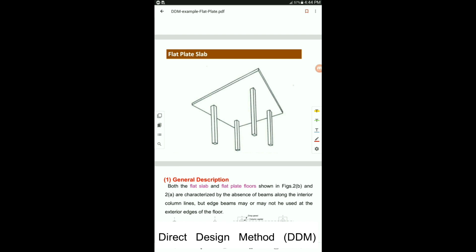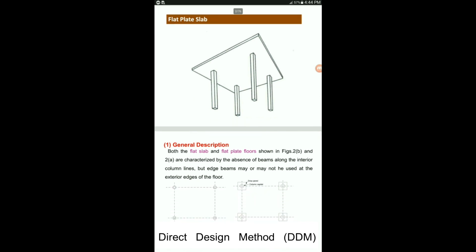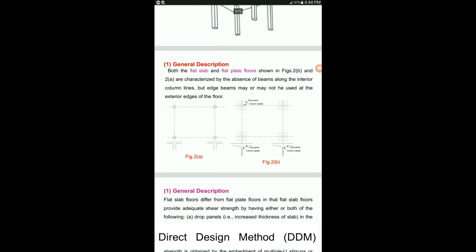The difference between a flat slab and a flat plate slab is explained in this slide. As already discussed, if there are drop panels and column capitals, this makes a flat slab system, and if these two elements are absent, then the system becomes a flat plate slab system. Here, figure 2b is a flat slab system. You can see that there are drop panels and column capitals. These are the new additional elements in the load path of this structural system. And this one in figure 2a is a flat plate slab system. You can see directly that the slab is resting directly on columns.